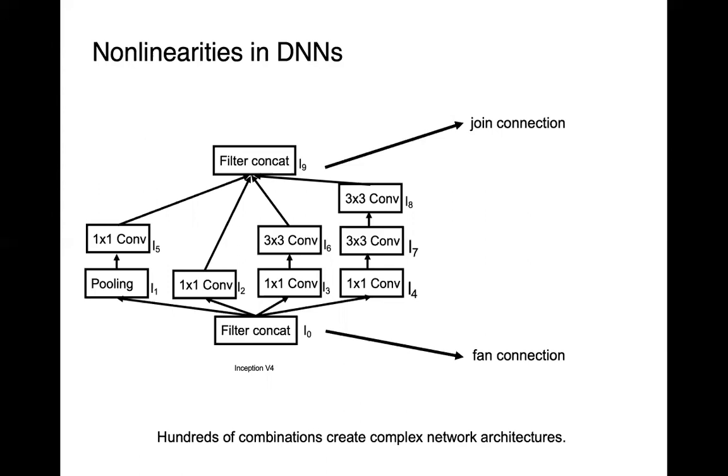There are join and fan connections. The fan connection creates 4 branches after layer 0. And the join connection, layer 9, joins results from these 4 branches in the end. Nowadays, a DNN could have hundreds of combinations of join and fan connections, making the neural network more complex.